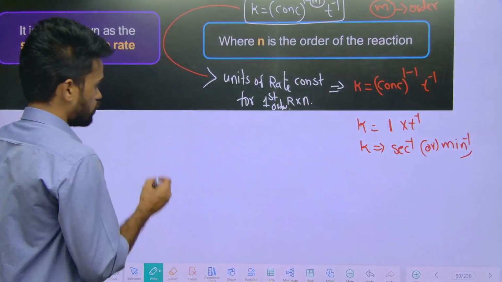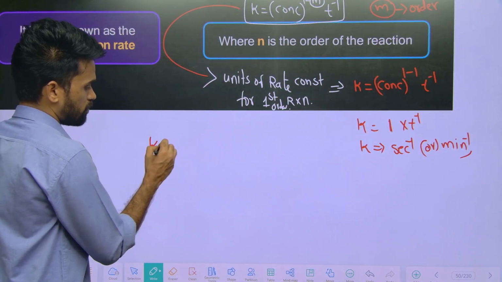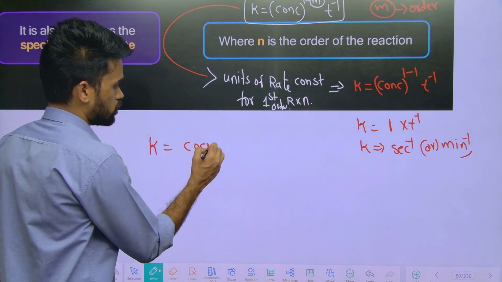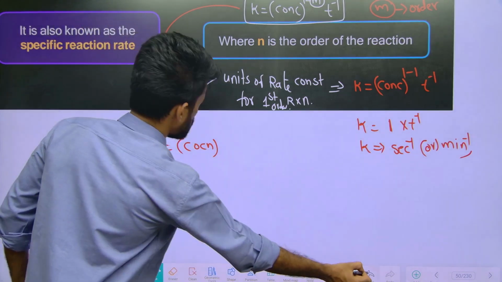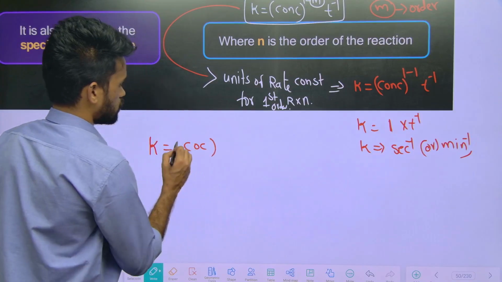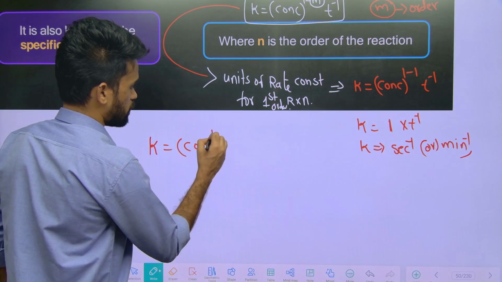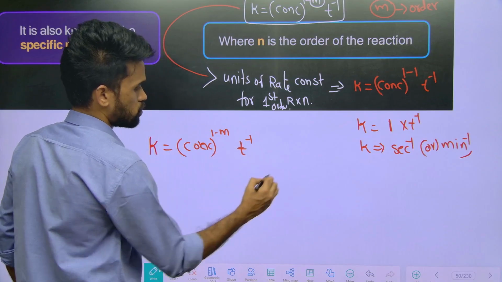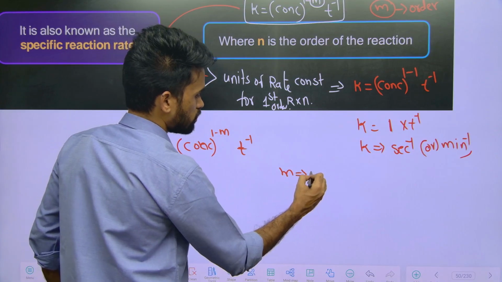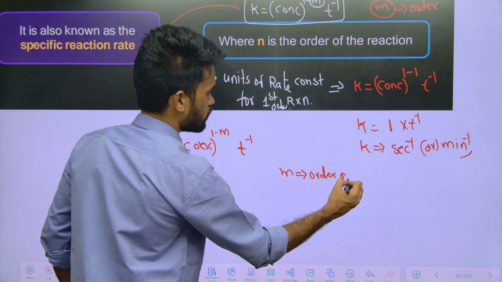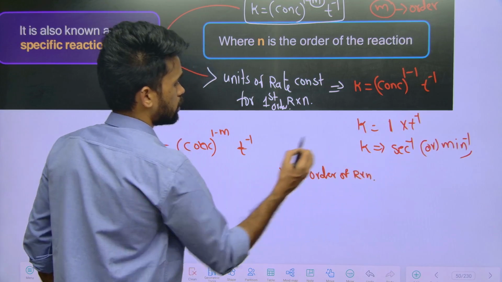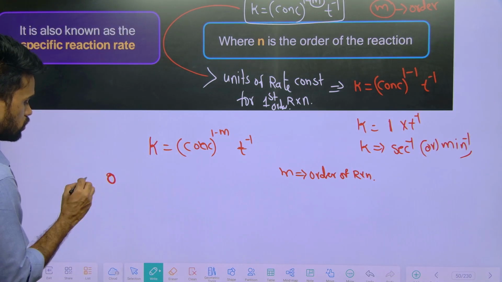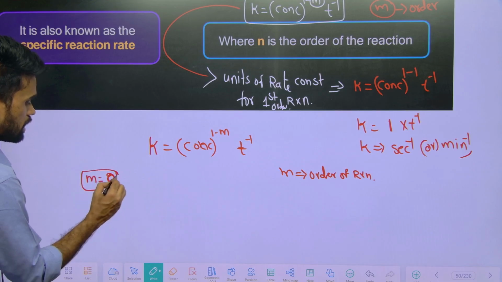Now tell me, what is the general formula we got for rate constant? K is equals to concentration to the power 1 minus m, time inverse, we got. So what does this m indicate? Order of the reaction. Let us say 0 order reaction. Which order reaction am I saying? 0. It means m equals to 0. It indicates 0 order reaction.